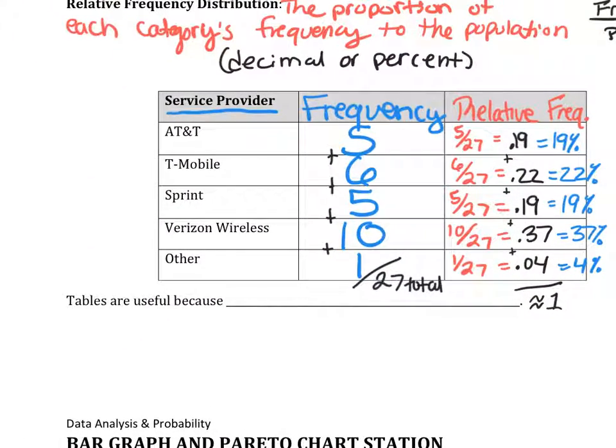Okay, so the last line here, which I kind of wrote over, so I'll write underneath it: tables are useful because they provide exact values for your data.